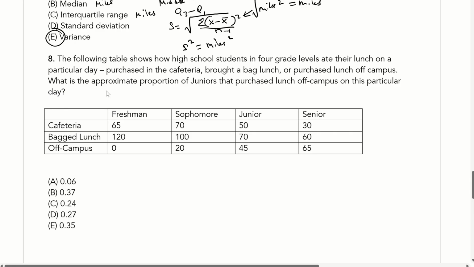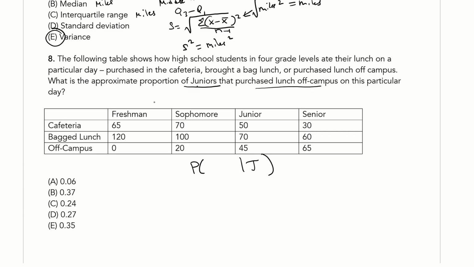All right, so number 8. The following table shows high school students in 4 grade levels who ate their lunch on a particular day. What is the approximate proportion of juniors that purchase lunch off campus? So we want the probability that they purchase lunch off campus, given that they're juniors. O for off campus.